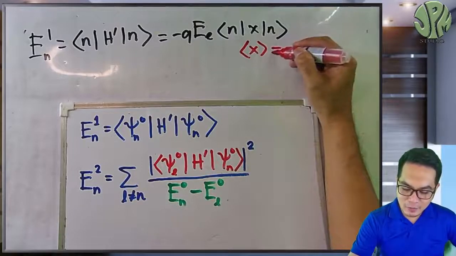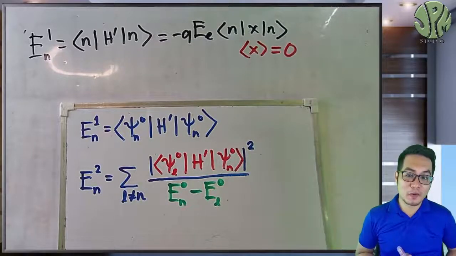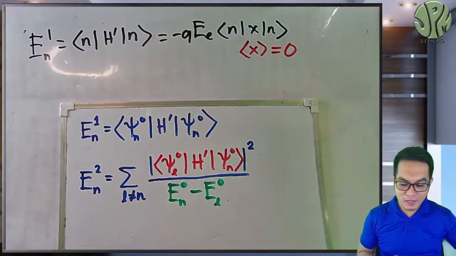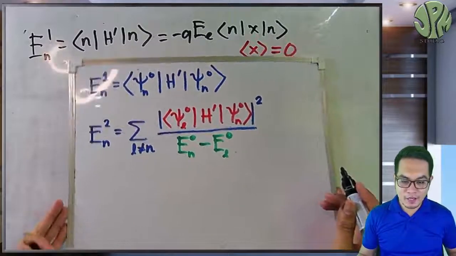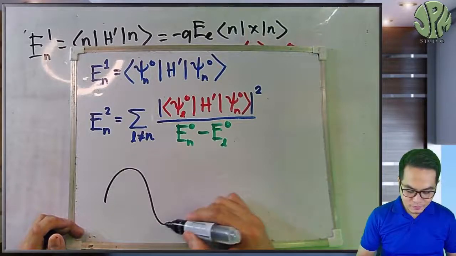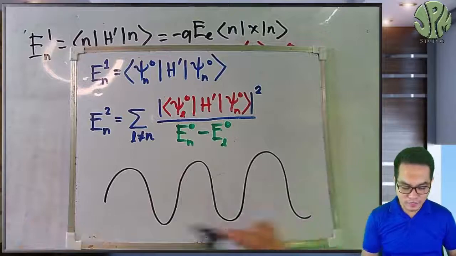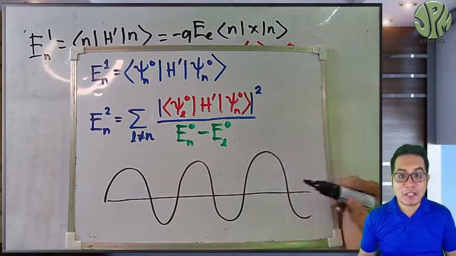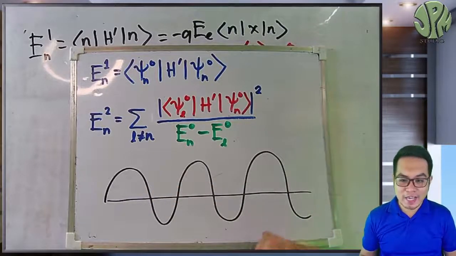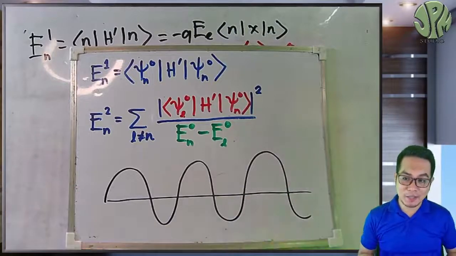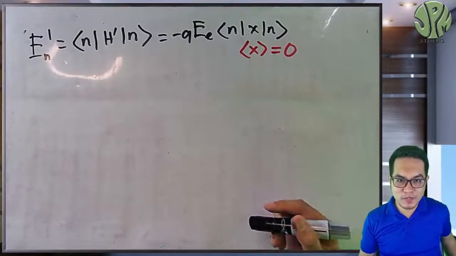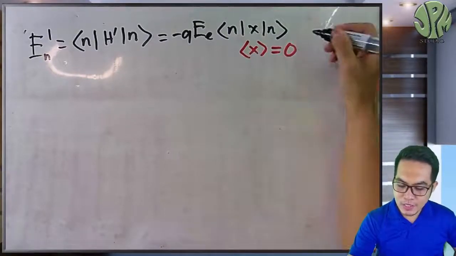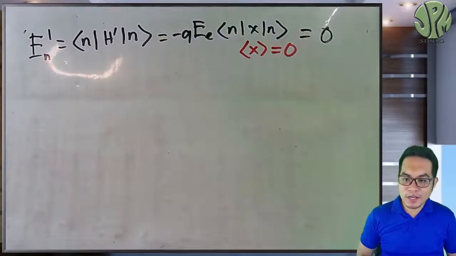And this is actually equal to 0. We have actually proven this before. Take note, for a harmonic oscillator potential, the value of x is oscillating. Half the time, the value of x is positive, half of the time, the value of x is negative. Therefore, the average is 0. So the average position is 0, the average momentum is also 0. Therefore, there is no first order correction for this system.